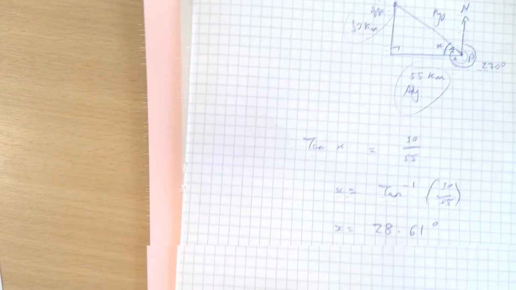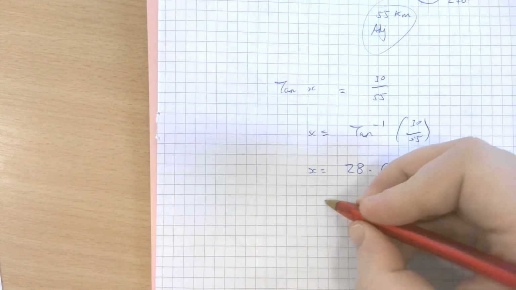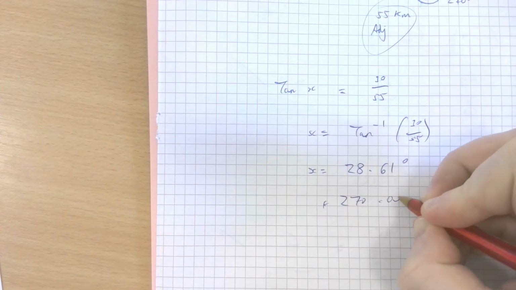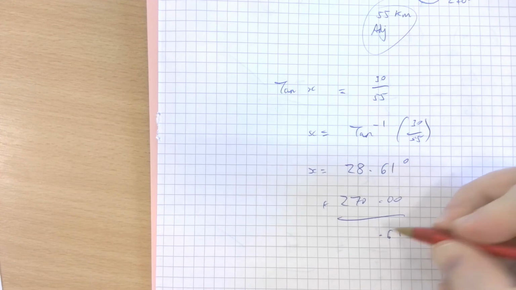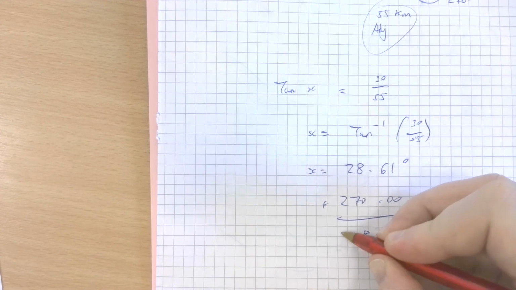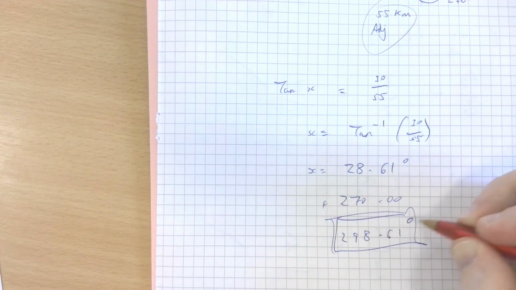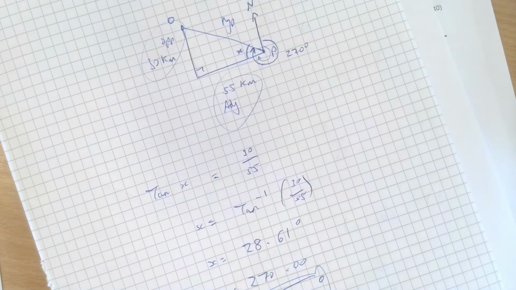Sometimes it's going to be a big angle. So, I'm going to add 270 to this. That is 298.61 degrees. I hope that makes sense.